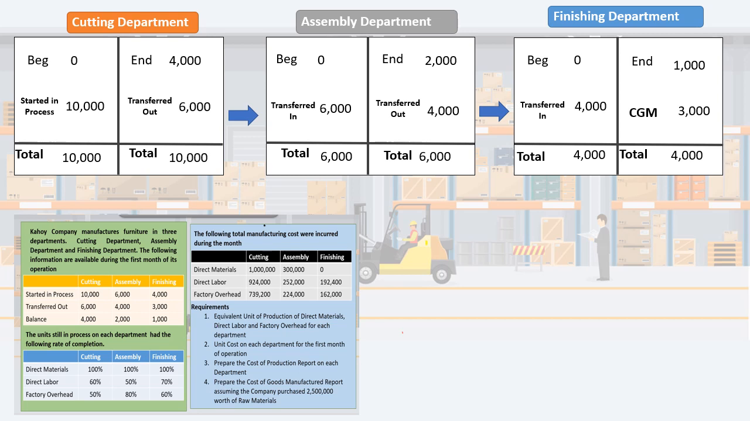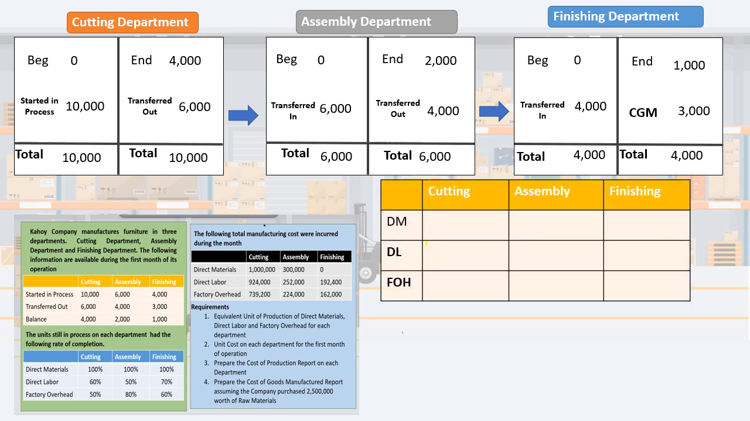So one of our problems is that magkakaiba po ang rate of completion po ng ating manufacturing cost based dun sa problem. Kasi sabi daw dyan, sa direct materials, undercutting department, 100% completed na. Pero sa direct labor, 60% completed na. Then sa factory overhead, 50% completed. So if that's the case, so magkakaiba po ang computation ng equivalent unit of production for each manufacturing cost po natin. So itong table na to, this will become our guide in order to determine the equivalent unit of production for each manufacturing cost on each department, which is the first requirement sa ating problem.